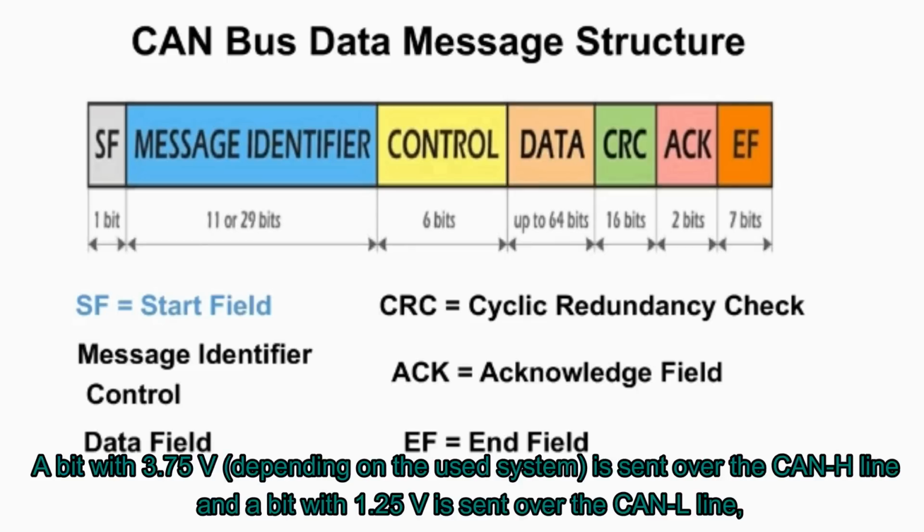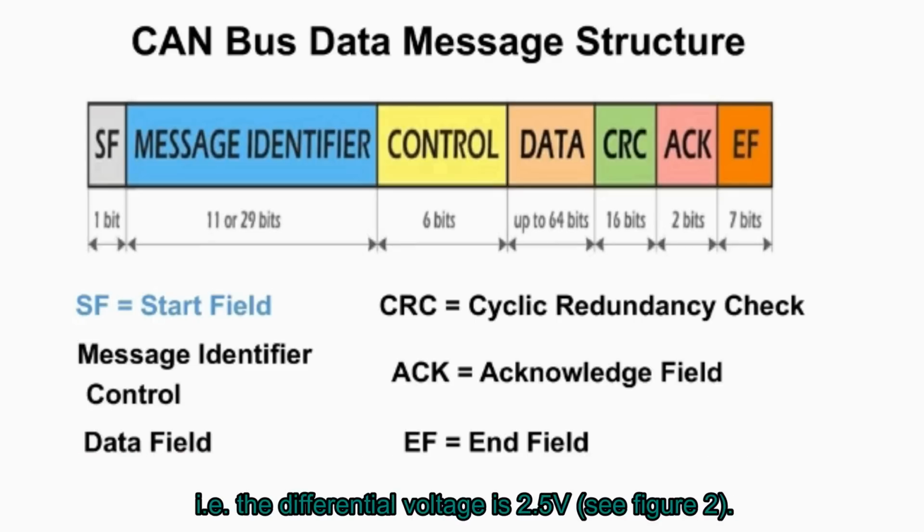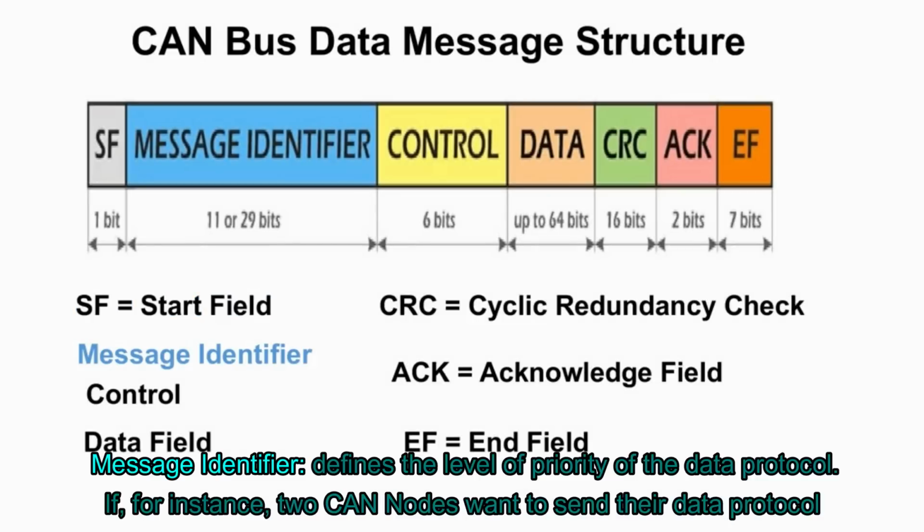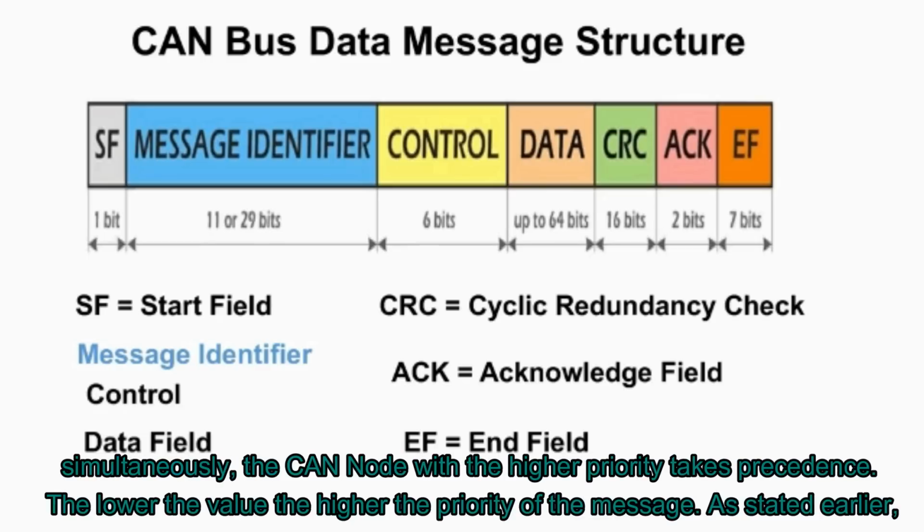A bit with 3.75 V, depending on the used system, is sent over the CAN H line, and a bit with 1.25 V is sent over the CAN L line, that is, the differential voltage is 2.5 volts, see figure 2. Message identifier defines the level of priority of the data protocol. If, for instance, two CAN nodes want to send their data protocol simultaneously, the CAN node with the higher priority takes precedence. The lower the value, the higher the priority of the message.